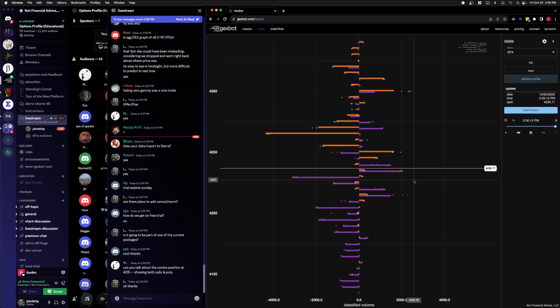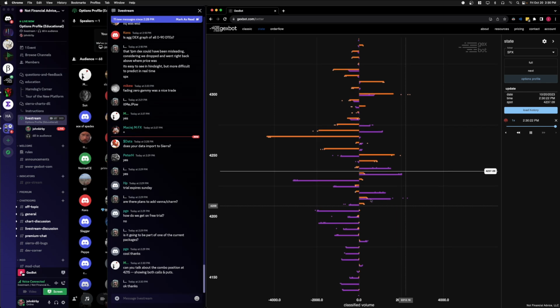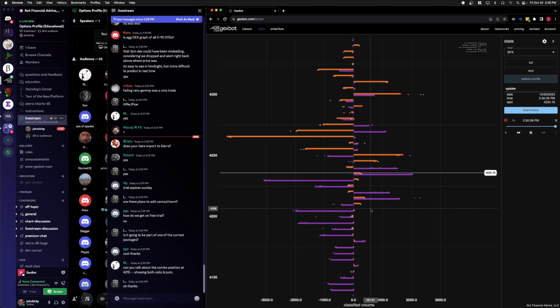Combo position at 42.15. Both calls inputs. Okay, let's see, Mel. 42.15. Oh, sure, yeah. So it looks like we really are selling off a bit here. To be honest, these calls are not super relevant to me because they're so small.